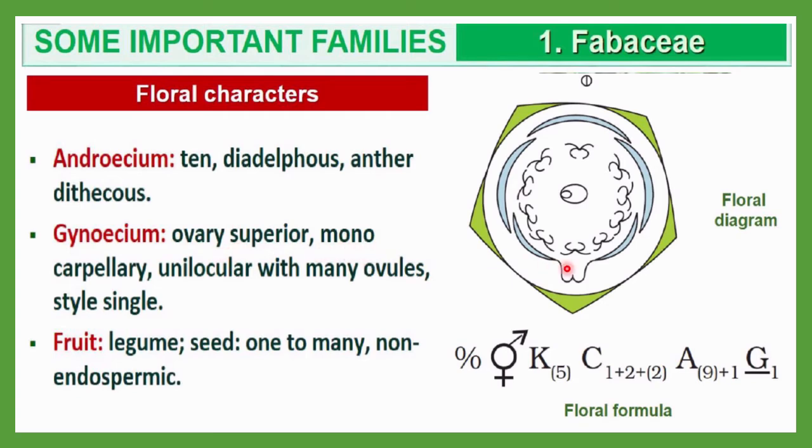Monocarpellary, that means only one carpel is present, so you have to write this. Whenever only one is there, there is no question of fused or not. Only if there is more than one do you have to write whether they are fused or not. Here only one, that's why it is free. So unilocular with many ovules. Here you can see this is unilocular with many ovules. Style is single. Fruit type is legume, and seeds are also there. Leguminous type of seeds, one to many, so many seeds will be found in one fruit. Non-endospermic. You should remember this is non-endospermic. So this type of fruit you will observe in this group.